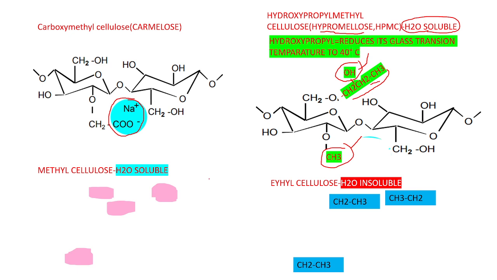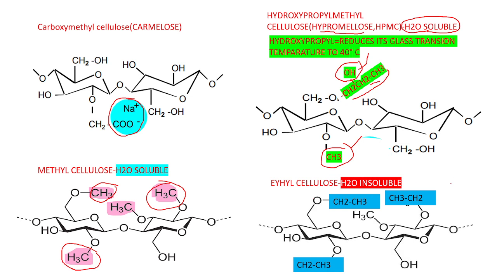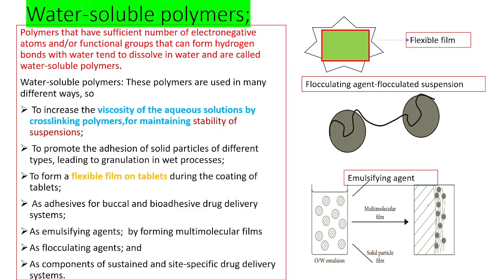Next one is methyl cellulose. This is water soluble. Why is this water soluble? Due to the presence of only a single carbon atom, like this. But ethyl cellulose is water insoluble. How is it water insoluble? The oxygen can easily solubilize one carbon atom, but here the oxygen cannot solubilize two carbon atoms, that is the ethyl group. Hence, ethyl cellulose is water insoluble in nature.